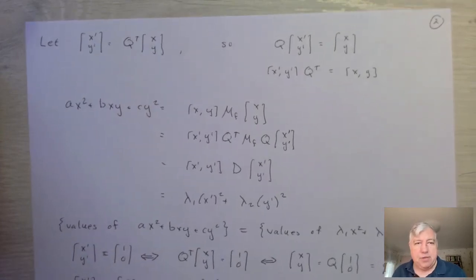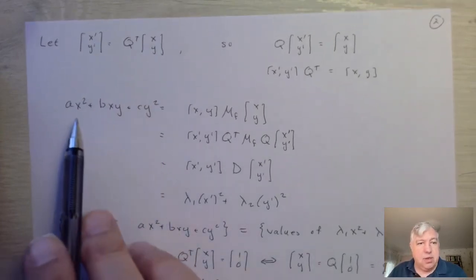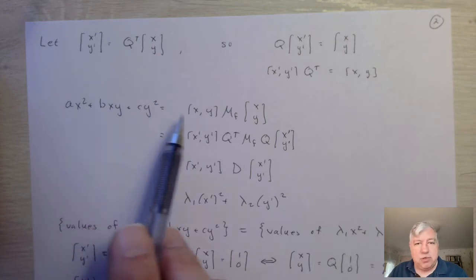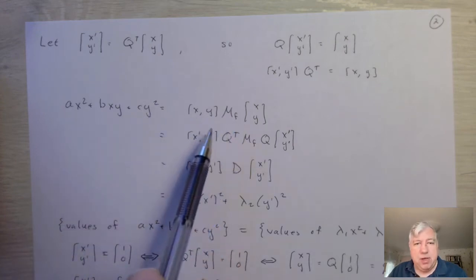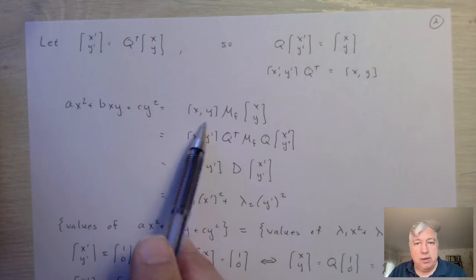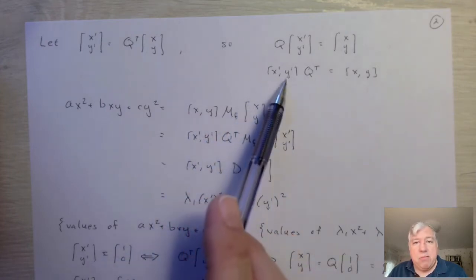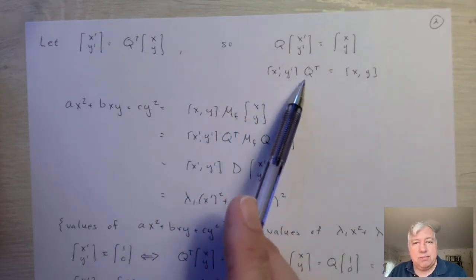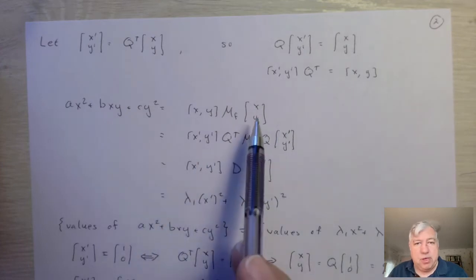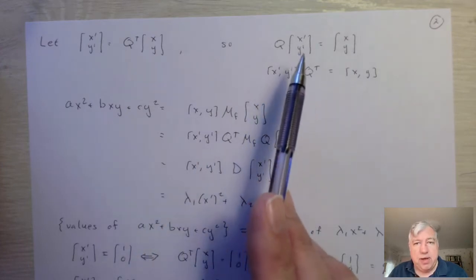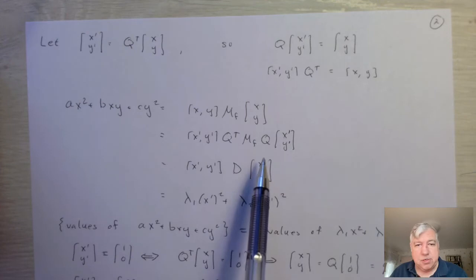But when that happens, this binary quadratic form, which we already know is equal to this, we can replace the row vector xy with x prime y prime times Q transpose, and we can replace this column xy with Q times x prime y prime here. So this is just a substitution.